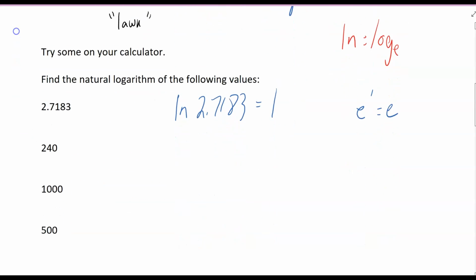Try some other ones here, and as you're working on your calculator, I will fill in the correct values also. Round to about 3 or 4 decimal places.